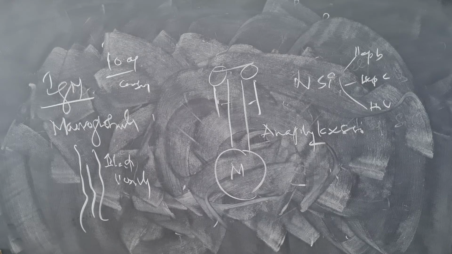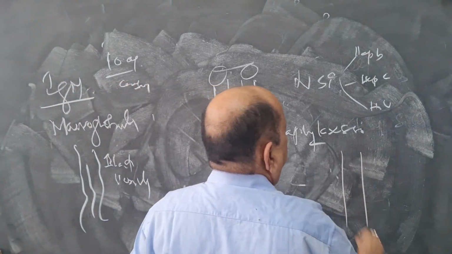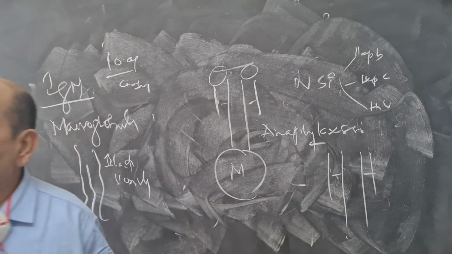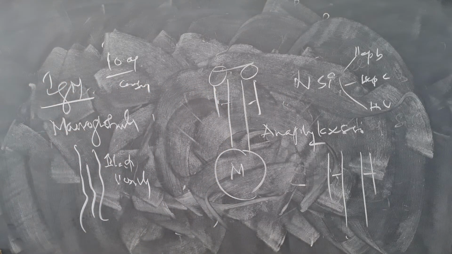Okay. Now IgD. It is similar to IgE, with a pair of light chains and a pair of heavy chains. Nothing much is known about IgD.